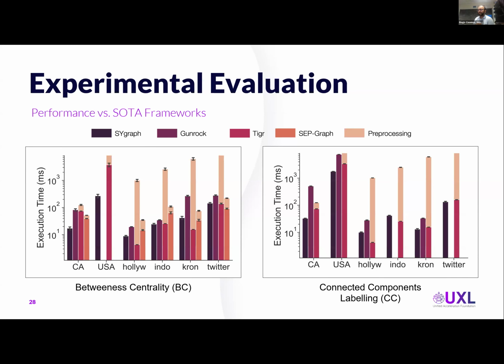Here there are two more algorithms. These are a little bit more expensive. One is betweenness centrality, the other one is connected components labeling. Also here, we are much better. If some line is missing, it is because the state of the art was not running on this dataset. We can run everywhere.